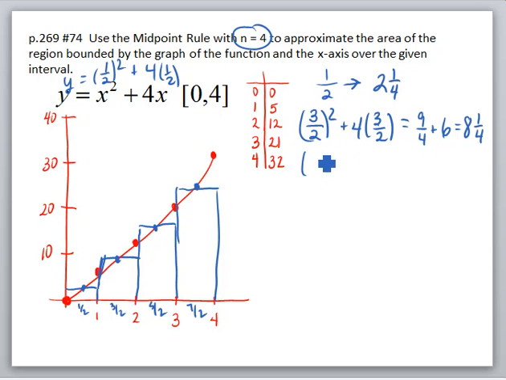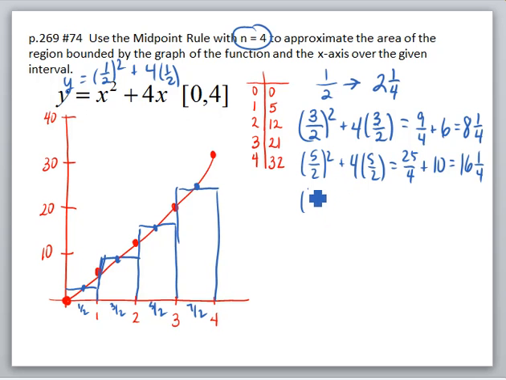When I plug in 5 over 2, I have 5 over 2 squared plus 4 times 5 over 2. 5 halves squared is 25/4. And I'd have plus 10. 25/4 plus 10 is 16 and 1/4. And the last one I have to do that for is 7 halves. 7 halves squared plus 4 times 7 halves equals, that would be 49/4, and I end up getting plus 14. Well, this is 12 and 1/4 plus 14 is 26 and 1/4.